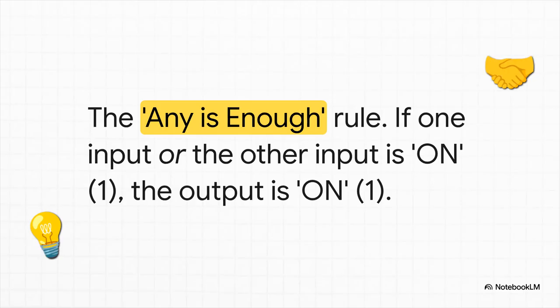All right, next on our list is the OR gate. Now this one's a little more laid back. It follows the any is enough rule. Think of a hallway light that has a switch at both ends. If one switch is on, or the other switch is on, boom, the light comes on.